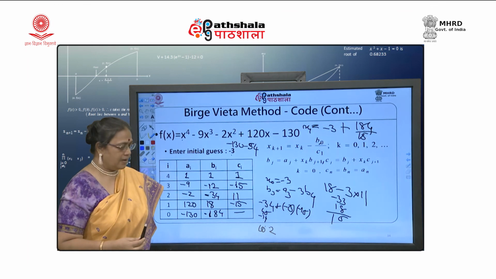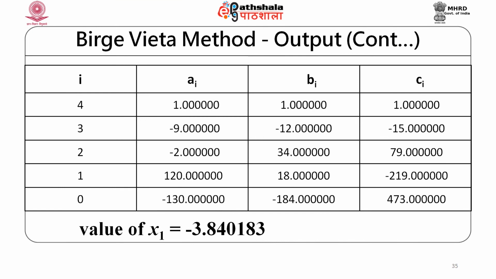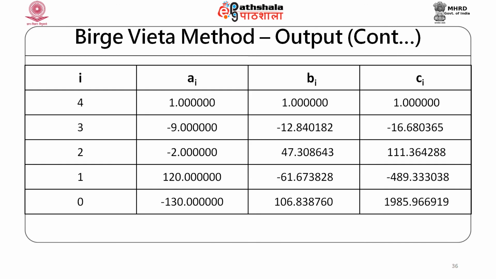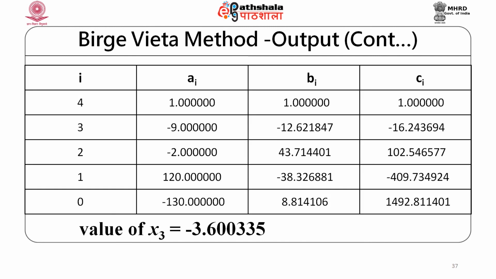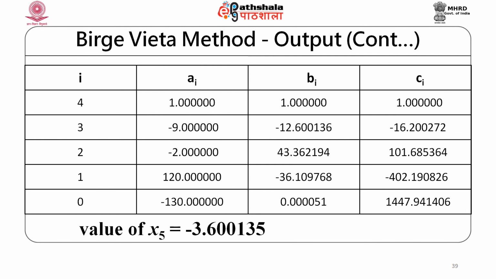So, let us look at the table now, and what is the value of the next iterative value x1. Our value of x1 obtained is minus 3.840183. We repeat the iteration, the same table we generate again, the same formulas we apply, and that gives us the value of x2 in the second iteration as minus 3.621847, and continuing this way we get x3 as minus 3.600335, x4 as minus 3.600135, that is, it is becoming constant. So, the answer is correct to 6 decimal places at minus 3.600135.